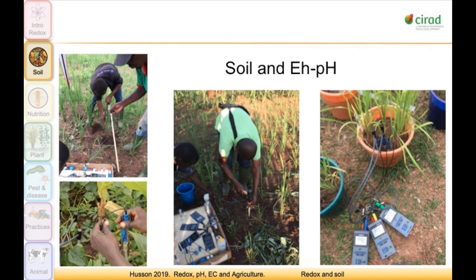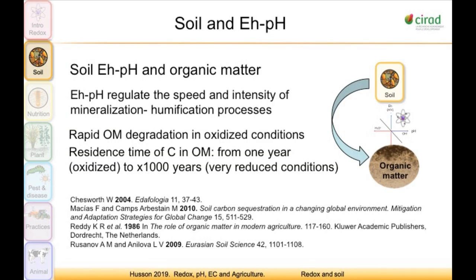So soil EH and pH. We measure it with this kind of electrodes. This is in Côte d'Ivoire. The organic matter, we will see that the first loop. EH and pH regulate the speed and the intensity of mineralization and humification processes. So we have very rapid degradation of organic matter when we are at high EH, or in oxidized soil.